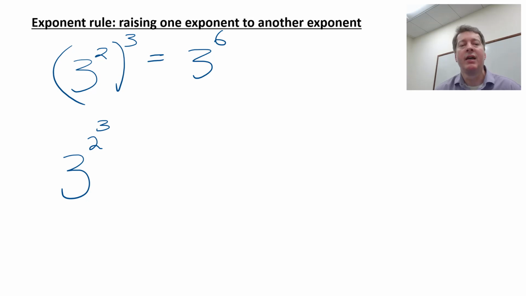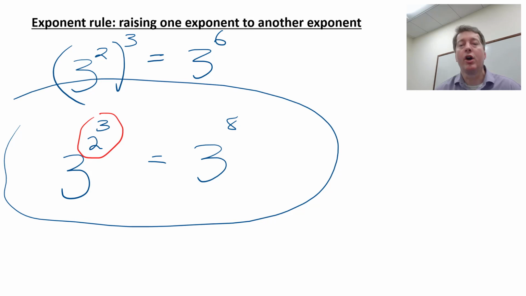But suppose you saw 3 to the 2 cubed. Since the exponent 2 cubed is not in parentheses, you deal with the exponents first. So that is the same as 3 to the 2 cubed, and 2 cubed is 8, 2 times 2 times 2 is 8. So that's the same thing as 3 to the 8th. That would only come up on a particularly hard question, but it's a good thing to be aware of.